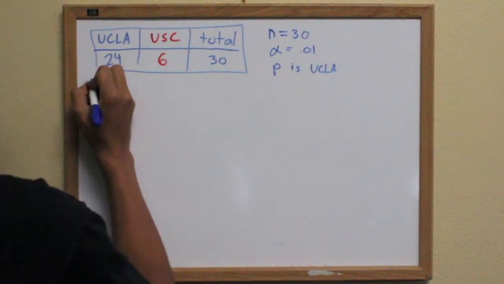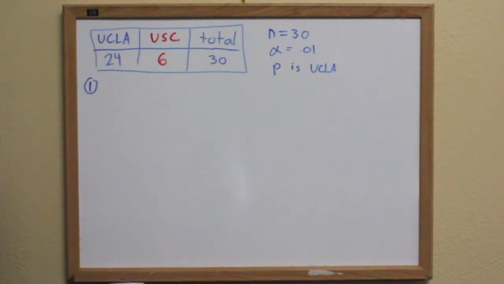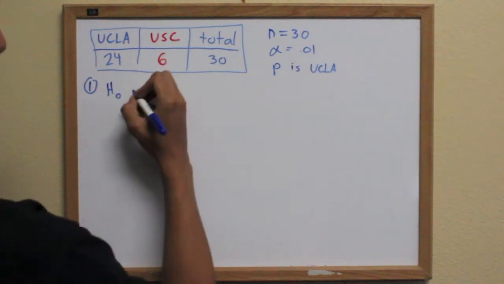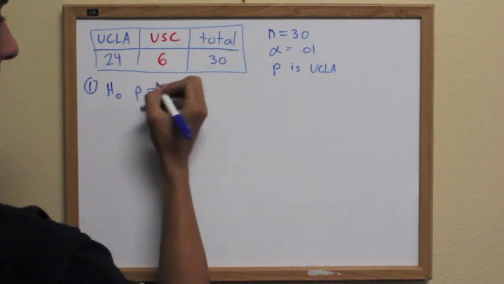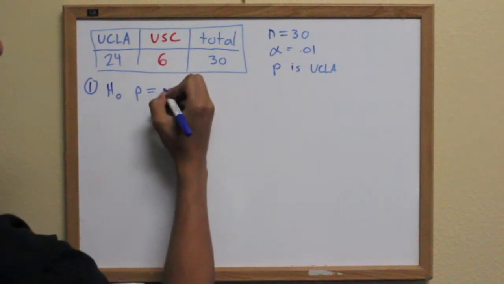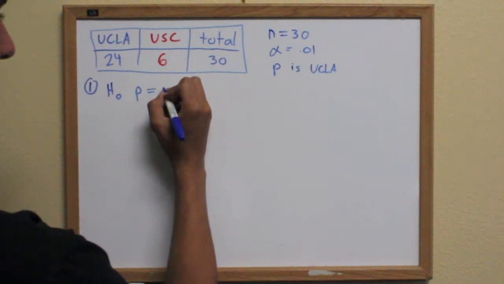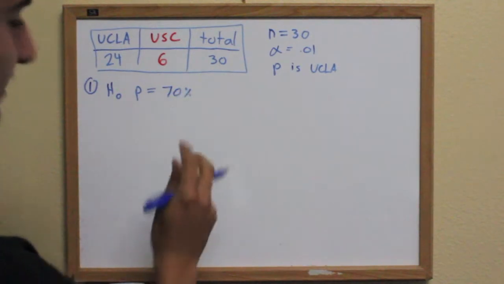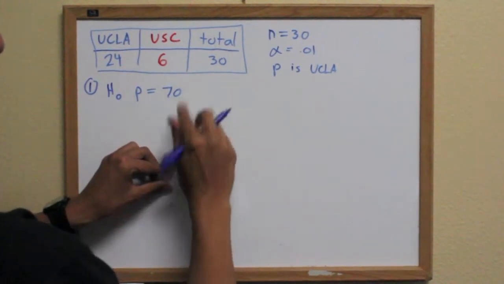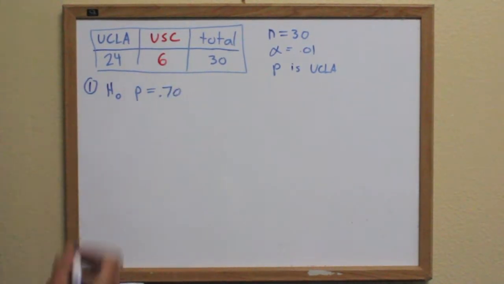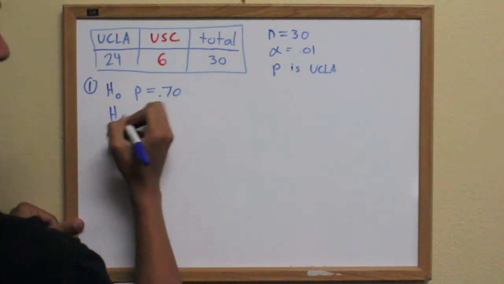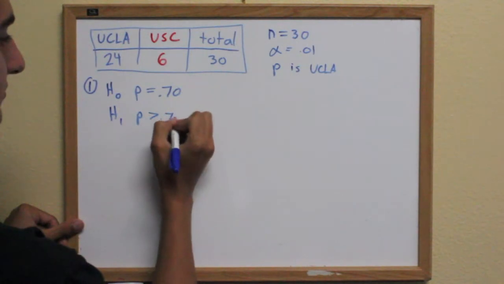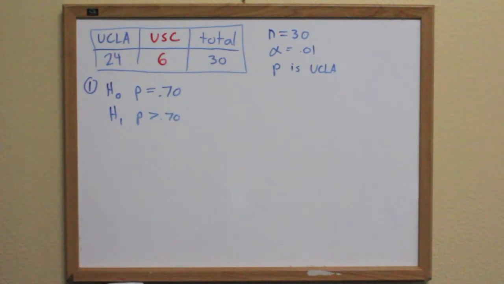Alright, so first we're going to write down the null and the alternative hypothesis. The null is always equal to, so we're going to say UCLA is 0.70, and our claim was that there's going to be more than 70% UCLA votes out of the people.